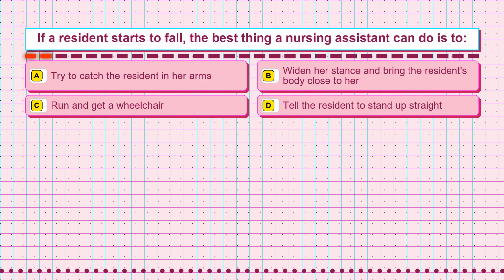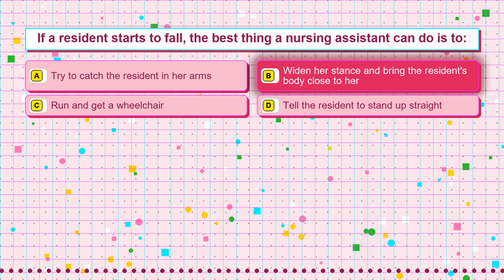Question 98. If a resident starts to fall, the best thing a nursing assistant can do is to: option A. Try to catch the resident in her arms. Option B. Widen her stance and bring the resident's body close to her. Option C. Run and get a wheelchair. Option D. Tell the resident to stand up straight.